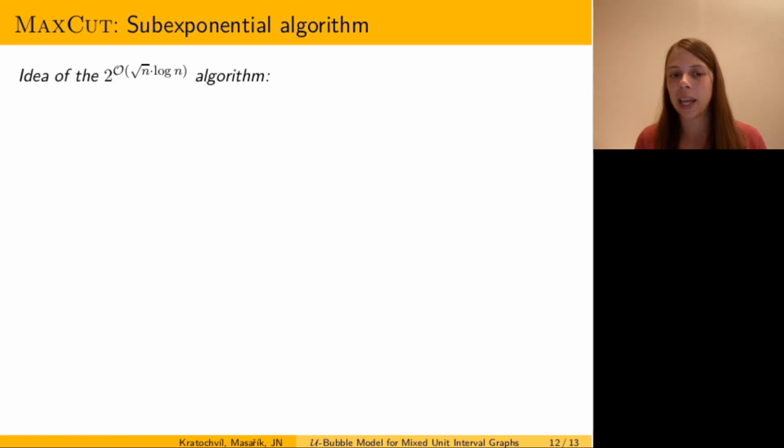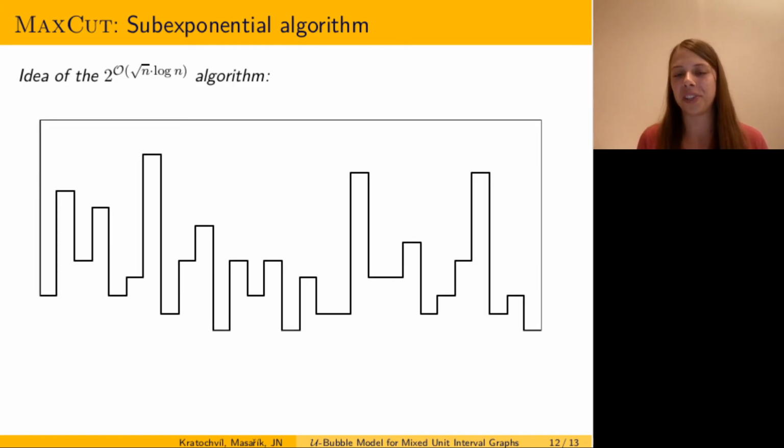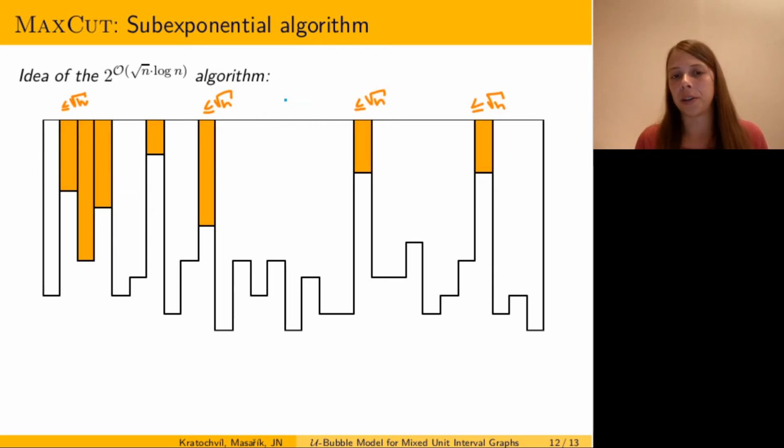ideas there. So, not surprisingly, we use a bubble model, and just to remind, we want to partition the vertices there into two subsets such that the number of edges between them is the biggest possible. To be able to speak about it, I will call one of the sets the cut set. So, how do we proceed? At first, look at the columns which contain at most square root of n vertices, these orange ones, and observe that we can afford to do a brute force algorithm in such a column, as it does not exceed 2 to the square root of n.